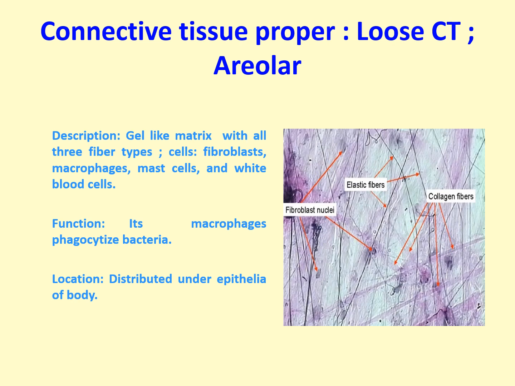So matrix is high in amount and cells are few in numbers, so that is why it is known as loose connective tissue proper, and it is also known as a filler tissue, right?